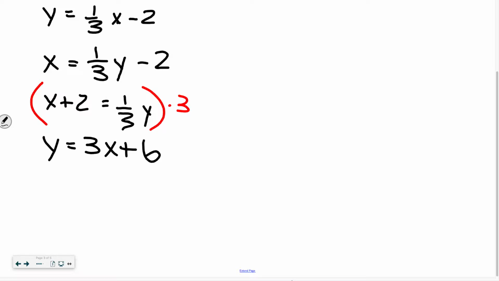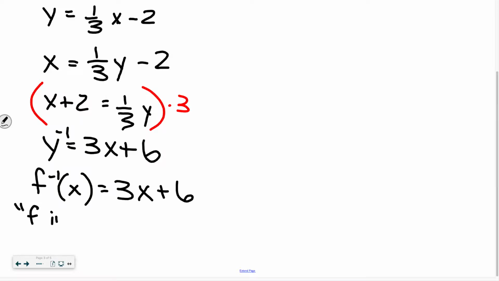Now, there's a couple of different things that you can do here. You can mark it as y equals 3x plus 6, and I know that you're finding an inverse. Note that the book may use some notation for inverses, and sometimes you see it as y to the -1, or this is really f inverse x. So when you put the -1, it just means inverse. So this would be y inverse or f inverse, 3x plus 6.